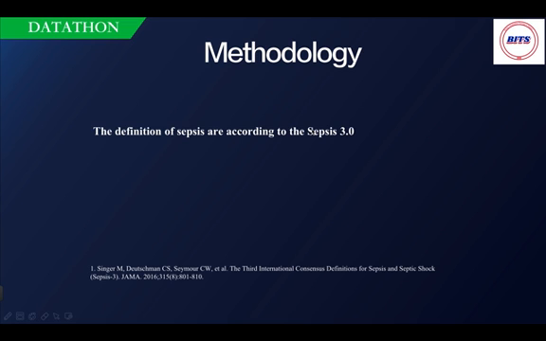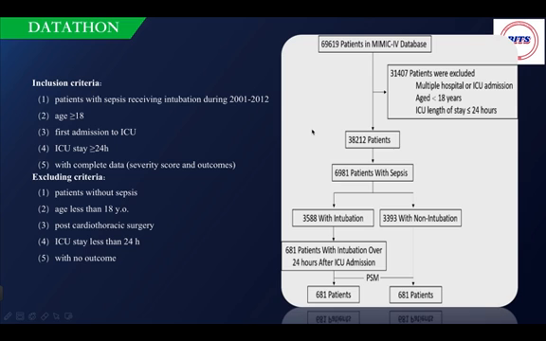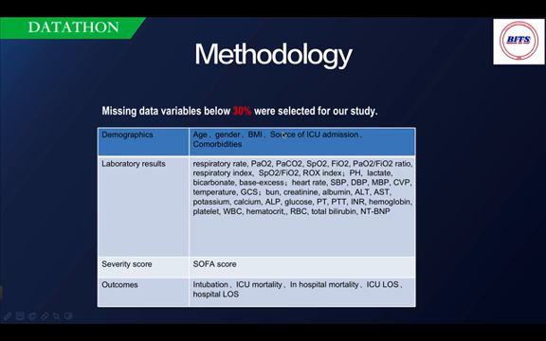In our study, the definition of sepsis is according to the Sepsis 3. These are our inclusion and exclusion criteria, and therefore our flow chart. We extract the data as presented. Missing data variables below 30% were selected for our study.